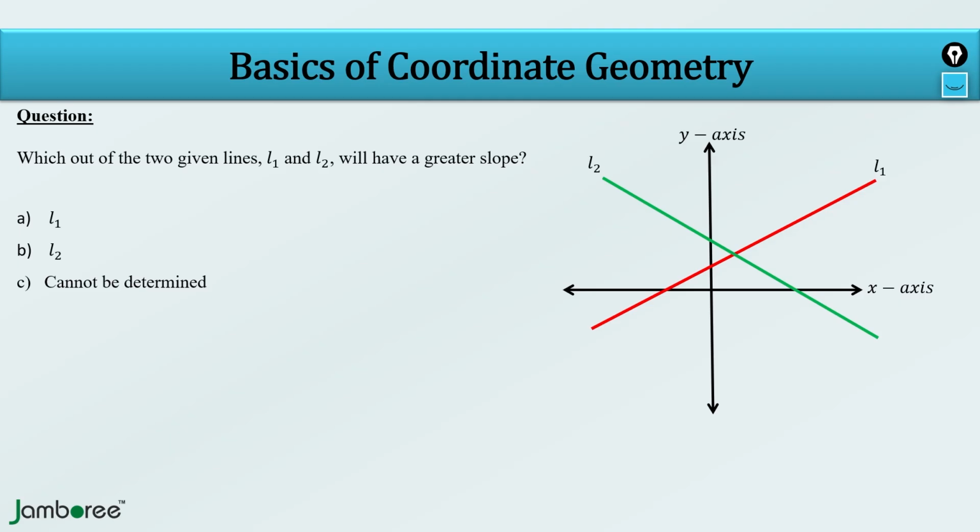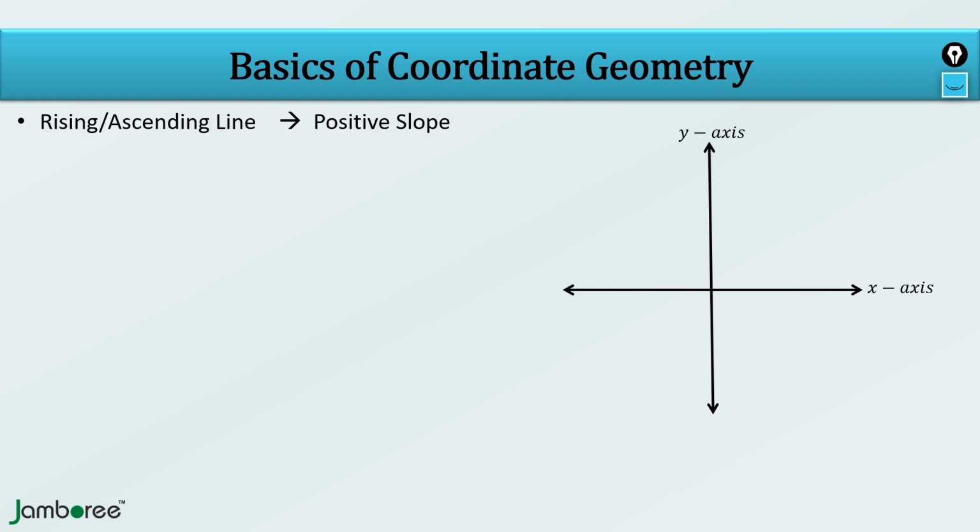be determined. But that is not the case here, because from this point onwards, we also know that a rising line or ascending line will always have a positive slope, and a falling line or descending line will always have a negative slope. So how does one determine for sure which one is a rising line and which one is a falling line, right? Let's see. At first, rising or ascending line.